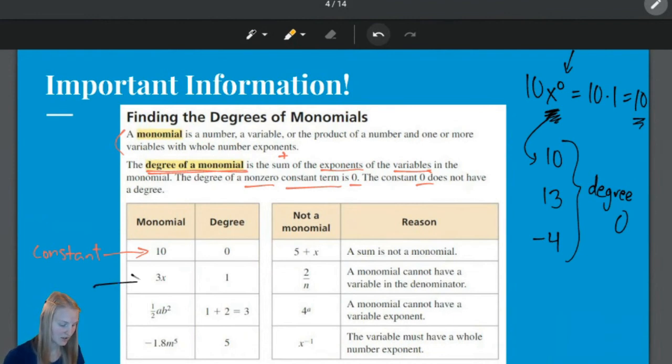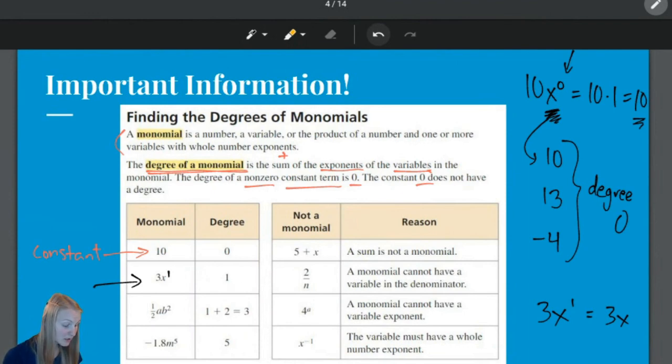So next example, if we have 3x, remember this is like 3x to the 1. Anytime you see an x or a variable, you can think of it as the variable to the first power. It's the same thing. 3x to the 1 is the same thing as 3x. So anytime you just have a variable, the degree will be 1.